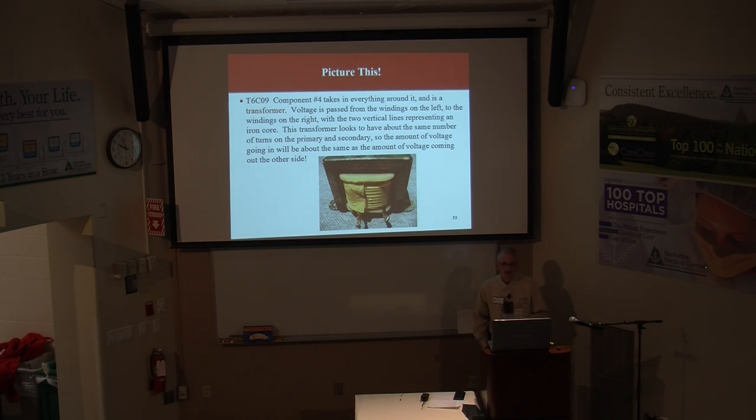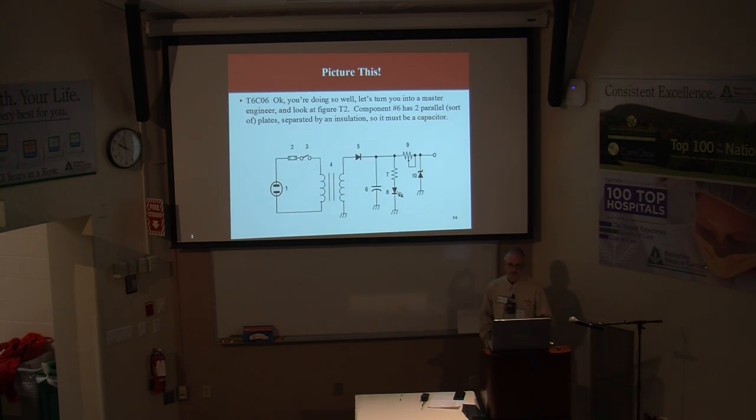This component is usually a transformer. I'm sure everybody's seen one of these in old radios or stuff that we've broken. Voltage is passed from one winding on the left side to windings on the right, with two vertical lines representing an iron core. This transformer looks to have about the same number of turns on the primary and secondary. So the amount of voltage going in will be the same as the amount of voltage coming out the other side. Same in, same out.